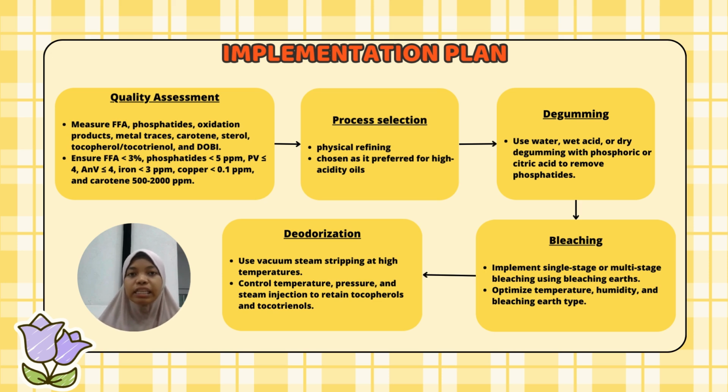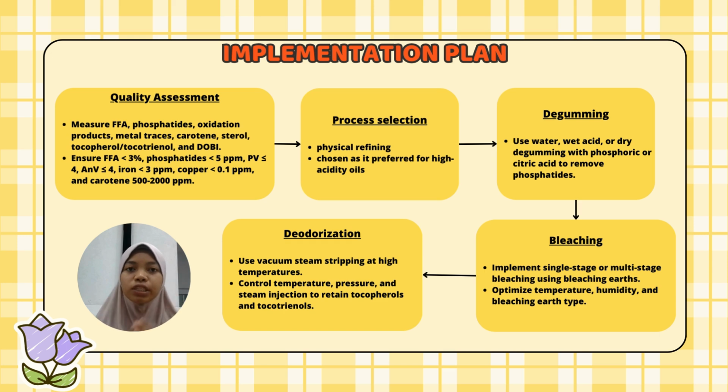So to ensure that the oil is of good quality, we have to ensure that the free fatty acid is less than 3%, the phosphatides less than 5 ppm, the PV, which is the peroxide value, is equal to or less than 4, the AV, which is the anisidine value, is less than 4, iron less than 3 ppm, copper less than 0.1 ppm, and carotene in the range 500 until 2000 ppm. If we get these values, we will get good quality oil.